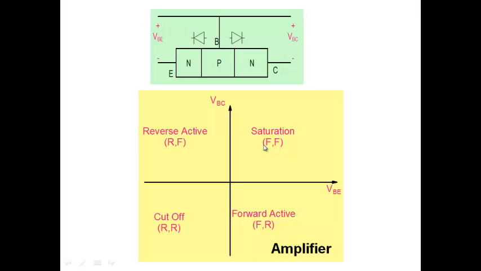Okay, so when you're making a digital circuit, cutoff is important, forward active is important, saturation is important. All three are important. If you're making an amplifier, the most important region is the forward active mode here. But we have to make sure that when we are biasing the transistor, our transistor does not go into saturation region.